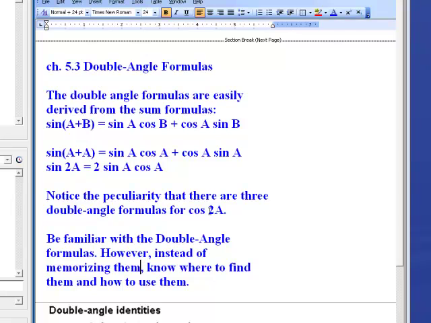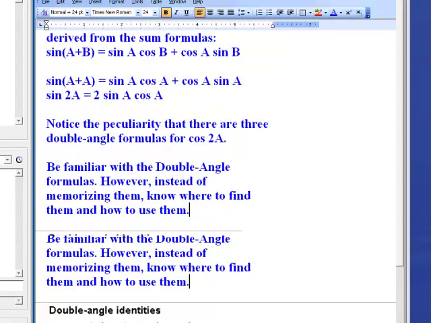It's really similar for cosine of 2A. We encounter the peculiarity that there are three of them, which arises from the fact of having the basic one, cosine squared minus sine squared. When you use the Pythagorean identity, either substituting for the sine squared, you get this one, or substituting for the cosine squared, you get this one here, and that's kind of why we have three of them. Again, just like the sum and difference formulas, be familiar with the double angle formulas, but instead of memorizing them, just know where to find them and how to use them.